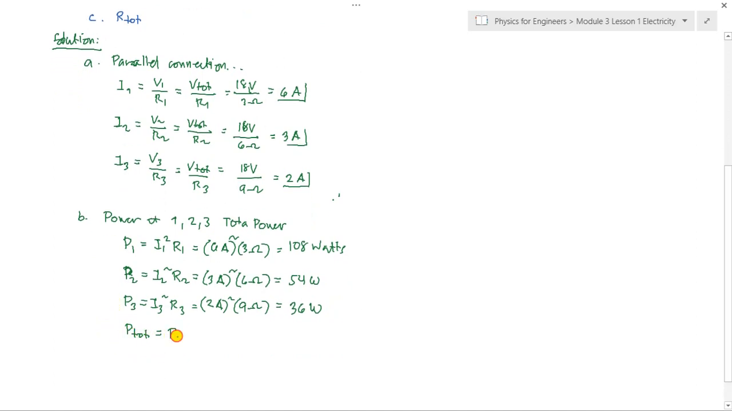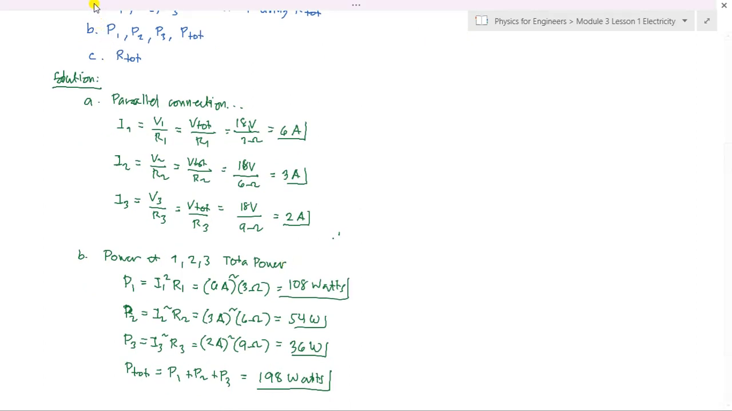So therefore the total power, P total, is equal to P1 plus P2 plus P3. Let's sum it up: 108 plus 54 plus 36. The answer is 198. So this is our total power, 198 watts. These are our answers for section B.